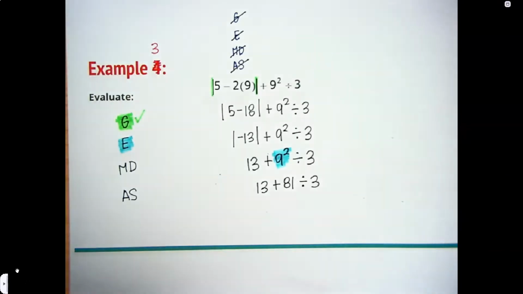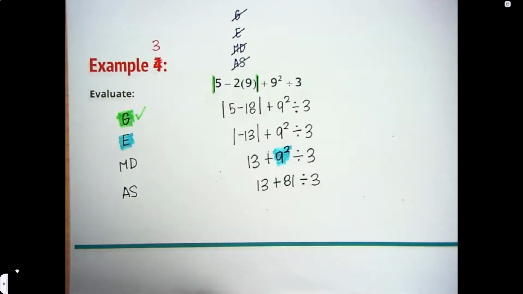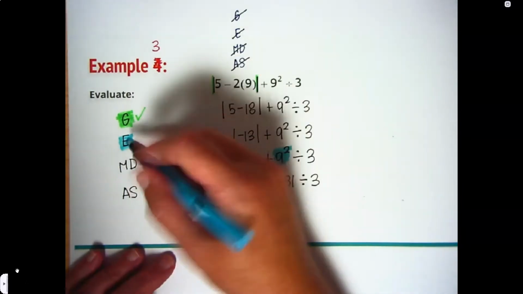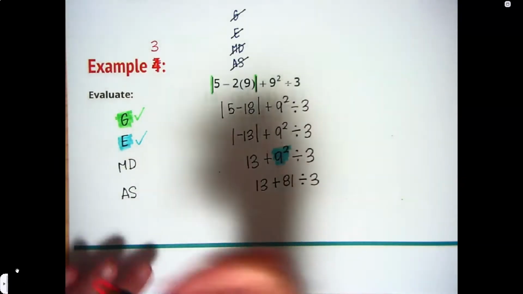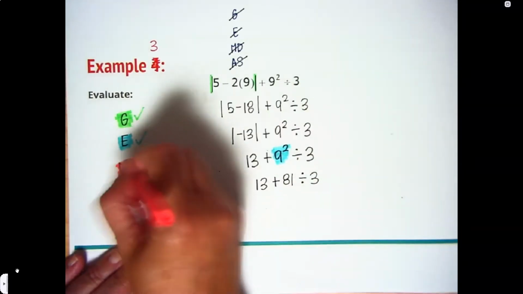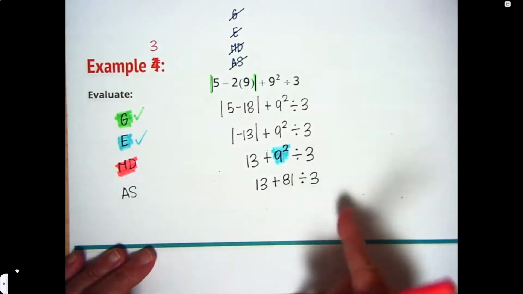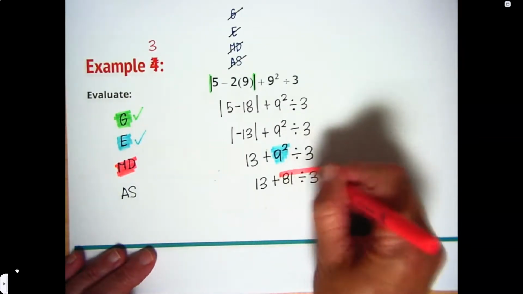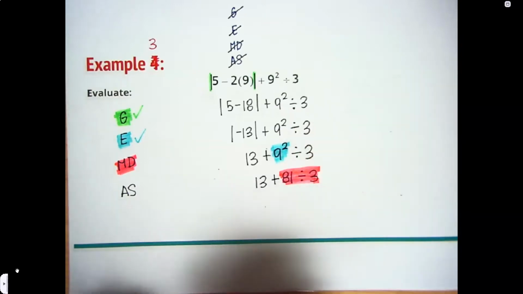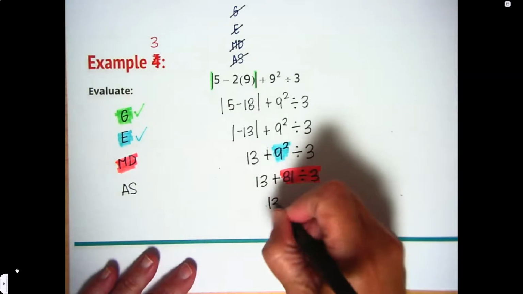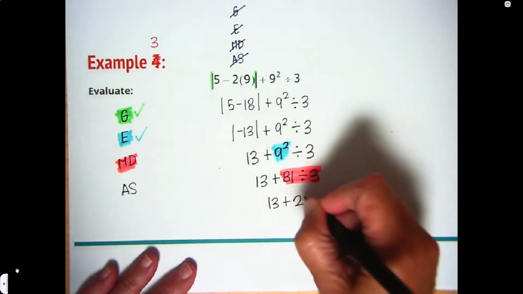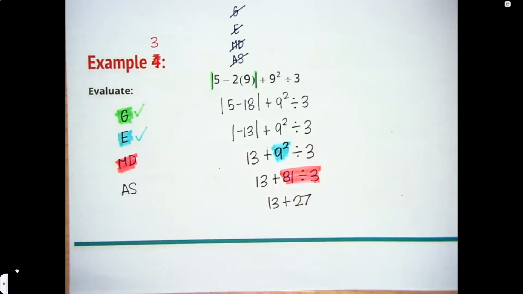All right. Now, when I look at 13 plus 81 divided by 3, there are no more exponents. So I can check that off, and now I'll move on to multiplying or dividing. All right, 13 plus 81 divided by 3, I see a division. So we're going to do that next. 81 divided by 3. So that's going to make this 13 plus 27.